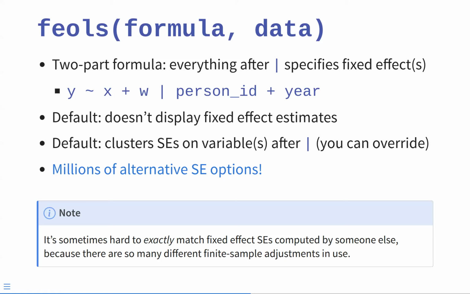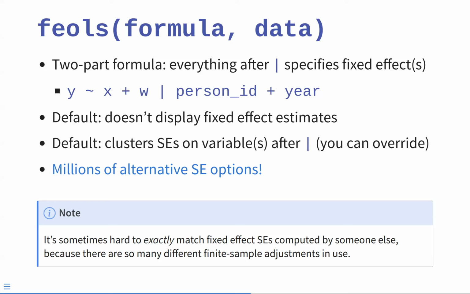As we've seen for IV, R supports what are called two-part formulas, where you use a vertical bar to separate the model from some other aspect of the formula. And feols uses this same kind of syntax. So our first argument is formula, and our next argument is data. An example of a formula would be y tilde x plus w, vertical bar, person ID plus year. What does that do? Well, it runs a regression of y on x and w with fixed effects for person, so person ID, and year. So that would actually be a two-way fixed effects model.